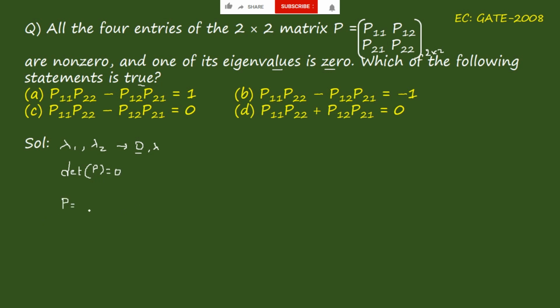Find the determinant of this one. Here the P matrix is given as P11, P12, P21 and P22, and we have to find the determinant of it. So it is a 2 cross 2 matrix, so the determinant of matrix P is equal to P11 into P22 minus P12 into P21, which is equal to 0. Then only we have one of the eigenvalues 0. So which option is satisfied? Option D satisfies. Check this one also.